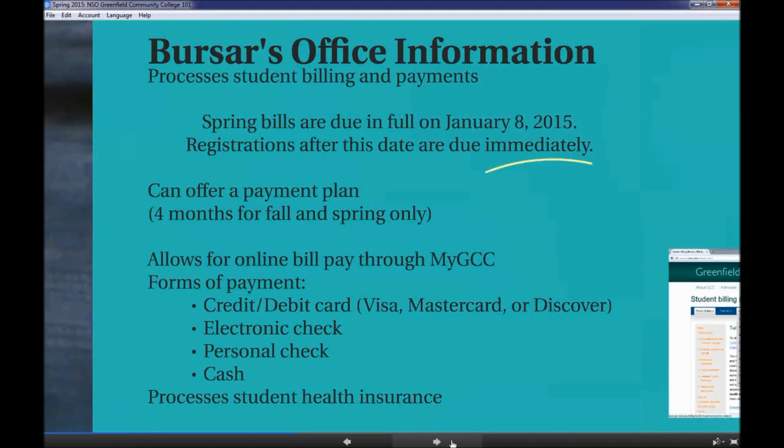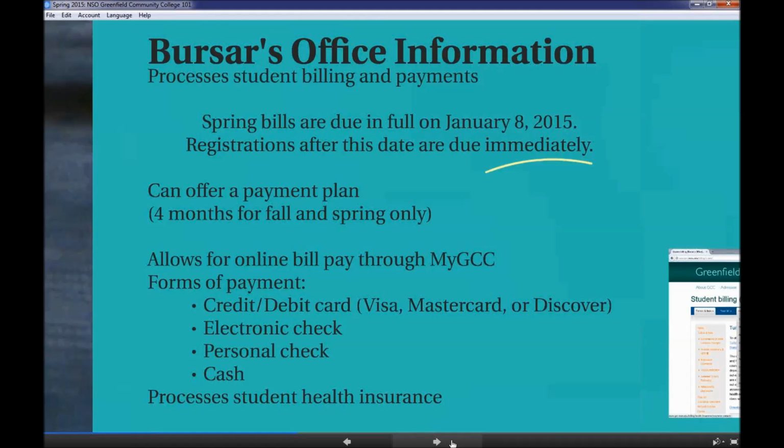So the Bursar's office, again located in C102, they're responsible for producing all of the student bills, and in terms of spring bills, they were due on January 8th. So if you register in advance, you have some time before your bill is due. If you register after the bill due date, they're going to be due immediately. And so again, after you leave that advising office, it's always good to go right down to the Bursar's office, have a conversation with them about what your plan is, about your anticipated financial aid award, and have a conversation about what that payment plan is going to look like.